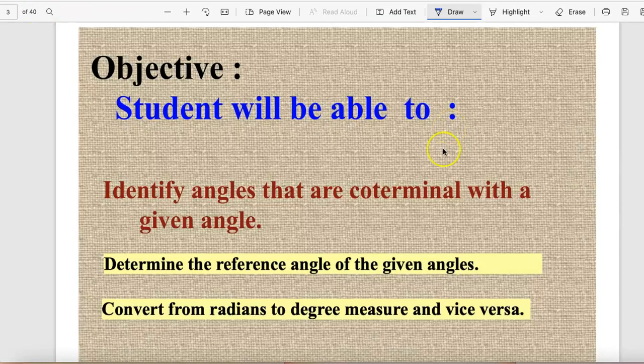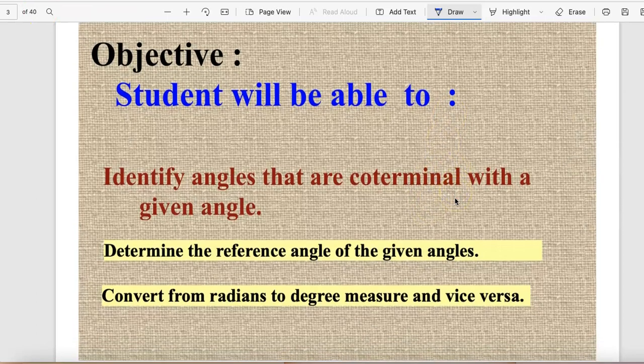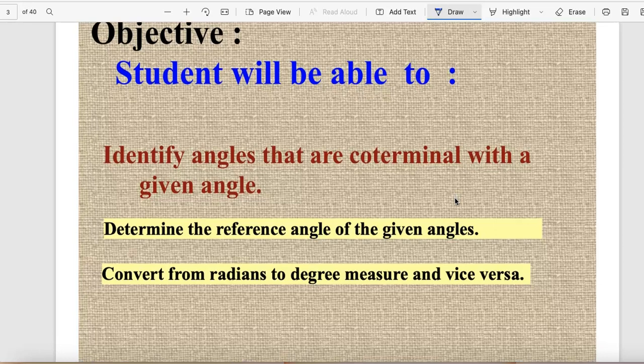Our objective for today's lesson is that students will be able to identify angles that are coterminal with the given angles. Students will also be able to determine the reference angles of the given angles, and we will learn how to convert from radians to degree measures and vice versa.